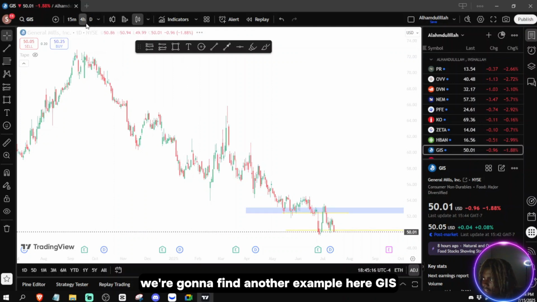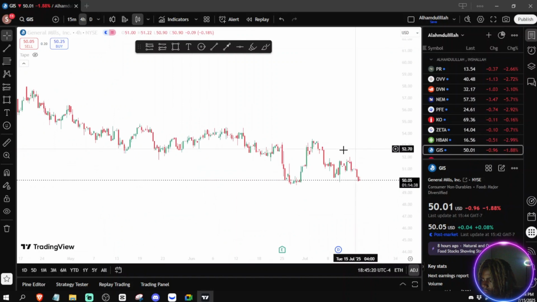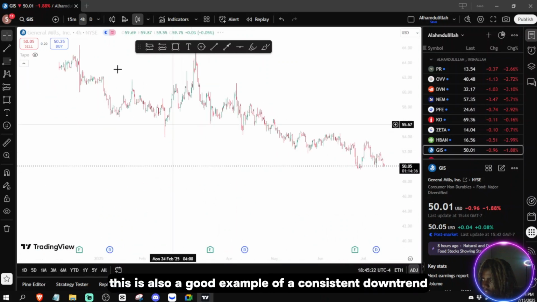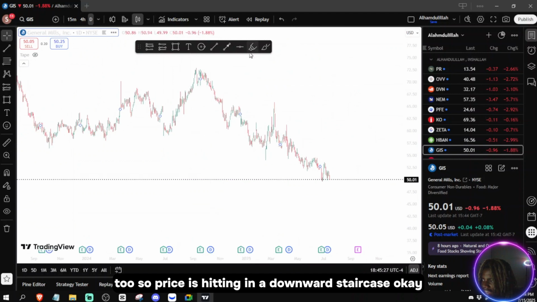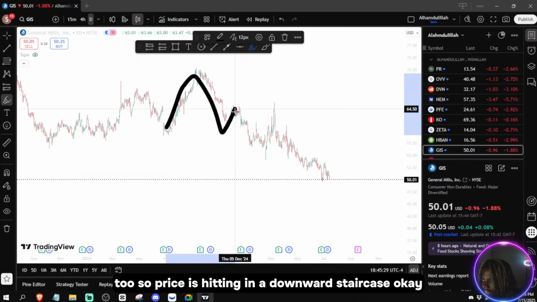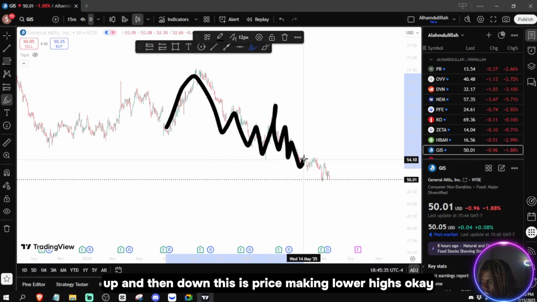Go ahead and find another example here. GIS. So this is also a good example of a consistent downtrend too. So price is heading in a downward staircase. Okay, price is going up and then down, up and then down, up and then down. This is price making lower highs.